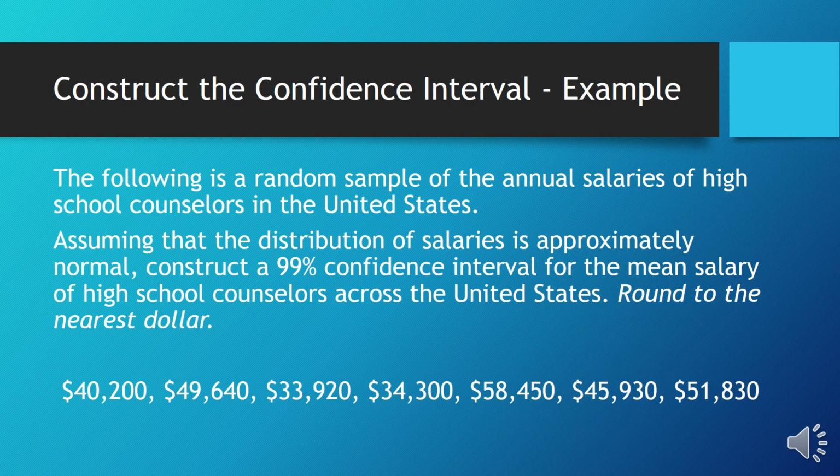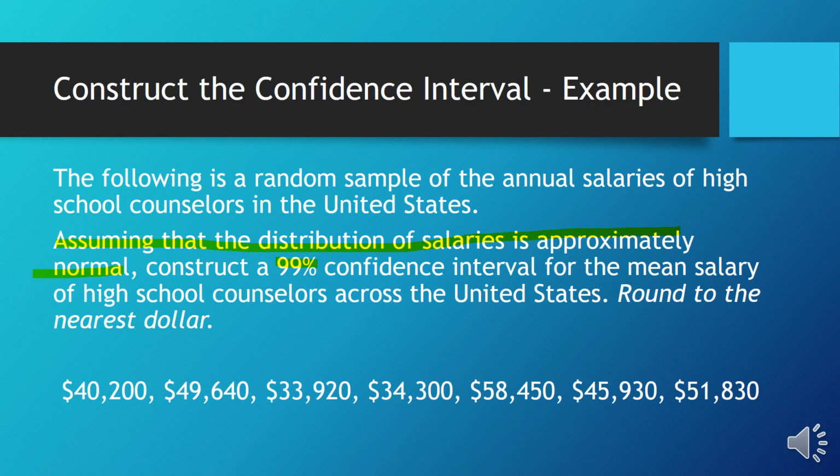A couple of important things I wanted to point out here. Notice that we only have data for 1, 2, 3, 4, 5, 6, 7 high school counselors. That is definitely less than 30, but it's okay because they told us that we can assume that the distribution of salaries is approximately normal. If they had not told us that, then we would not be able to use the student's T distribution to construct this confidence interval. They also tell us that we're constructing a 99% confidence interval. So here's what you're going to do.